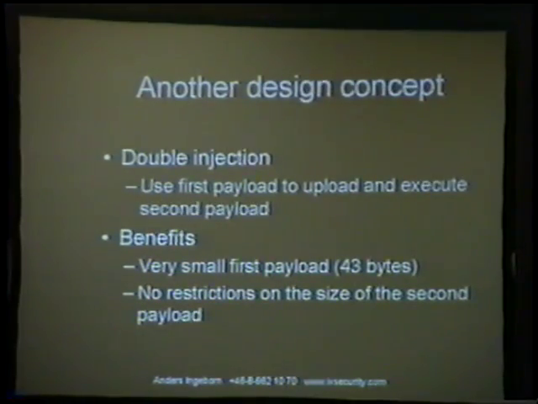By a double injection, I mean that the attacker uses his first payload to upload a second payload and execute it. This has two benefits for the attacker. He's able to write a very small payload, just 40 bytes instead of 250 or even more. And the second benefit is having almost no size restrictions on the second part of the payload.